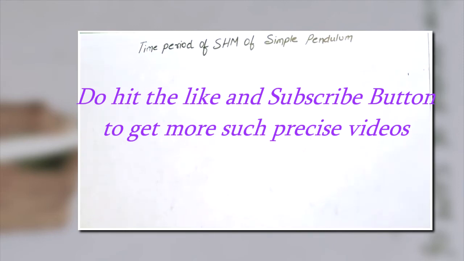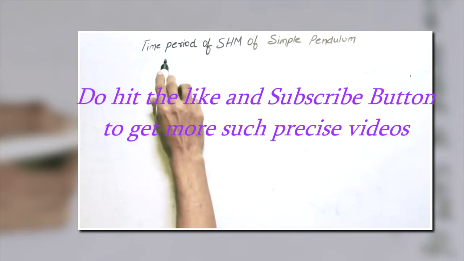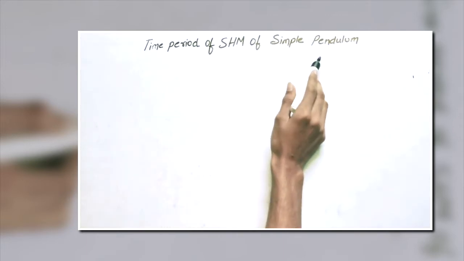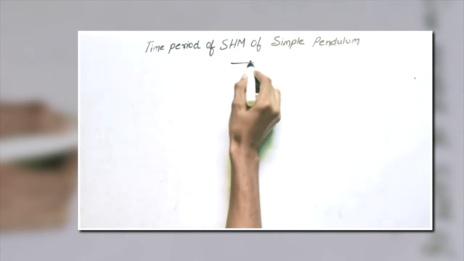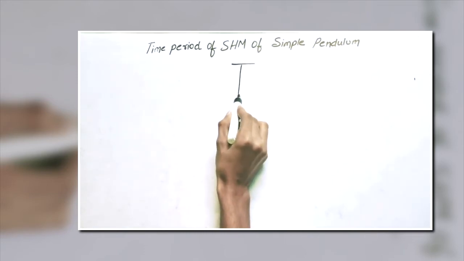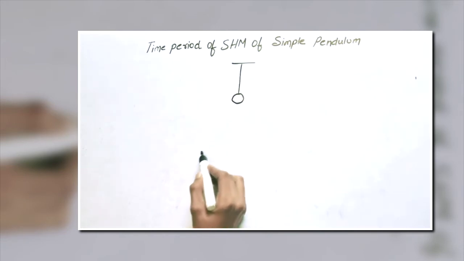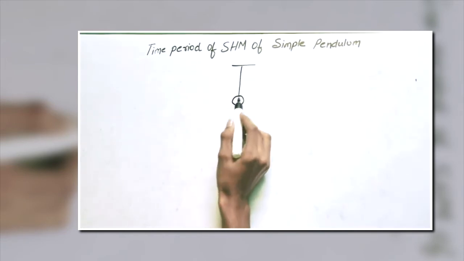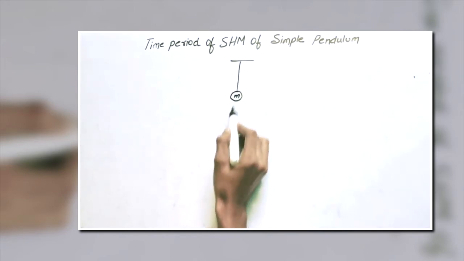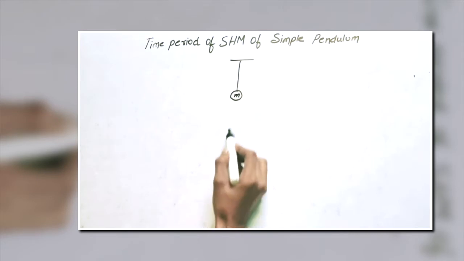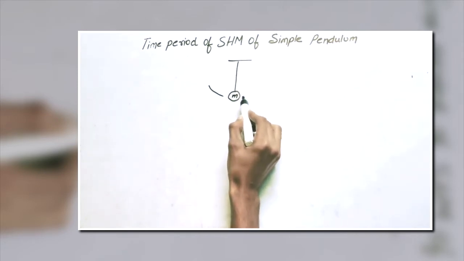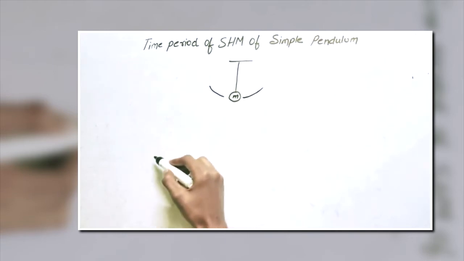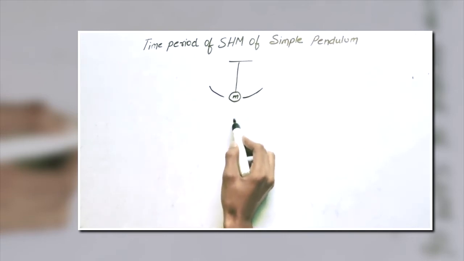Hello everyone. In this clip, we are going to talk about finding the time period of SHM of a simple pendulum. So, suppose we have a bob suspended by an inextensible string. The mass is m. What we have observed is that this will undergo oscillations, a to and fro motion.